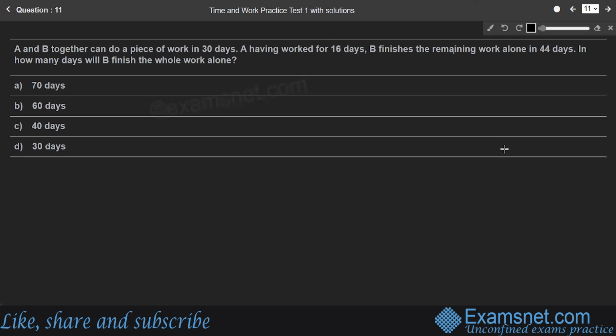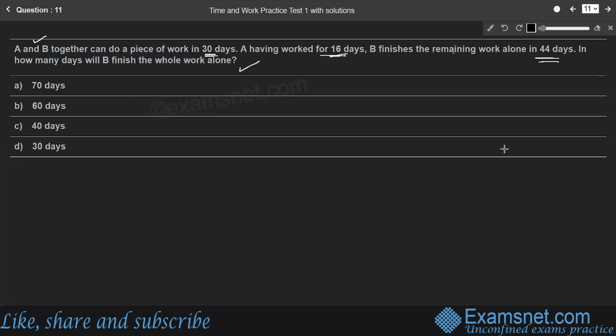Question 11. A and B together can do a piece of work in 30 days. A having worked for 16 days, B finishes the remaining work alone in 44 days. In how many days will B finish the whole work alone? So an easy question, students. Let us assume the whole work to be done is 1 unit, or 1.